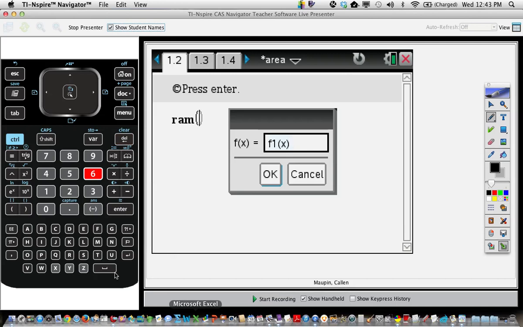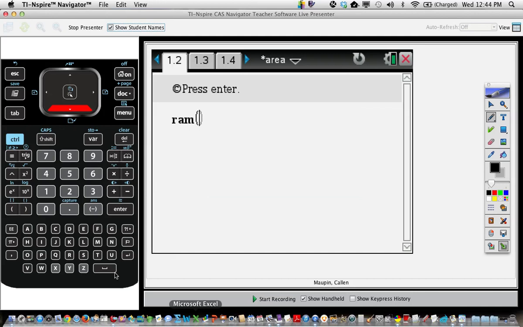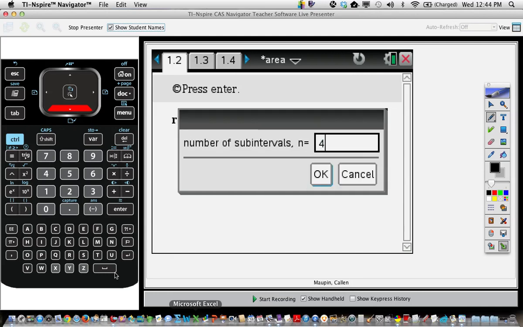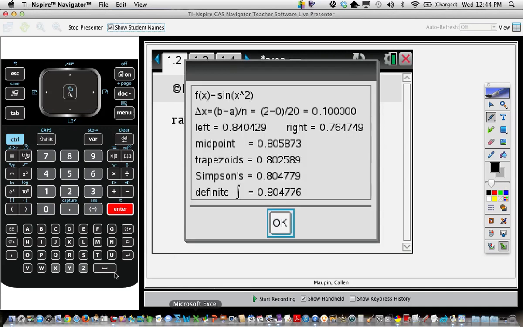Now it's going to ask you for your function. You may have already defined the function in F1. The problem is the scratch pad is different than the document. If you defined it in the scratch pad, it's not going to be the same. So the safest bet is just type the function in here. Let's type sine of x squared right in here, and hit OK. Then the left bound is 0, and the right bound is 2. We got lucky. So 0, 2. How many subintervals are we going to do? We're going to do 20. And there are our 20 lefts, 20 rights, 20 midpoints, 20 trapezoids, Simpson's, and so forth.